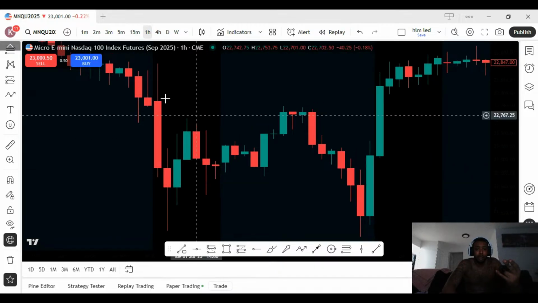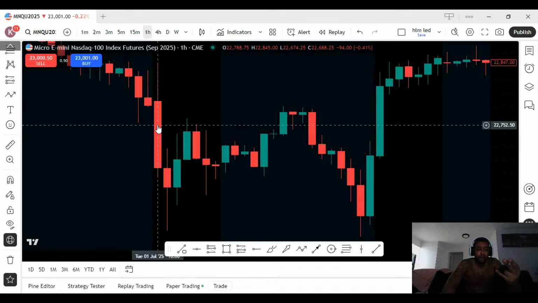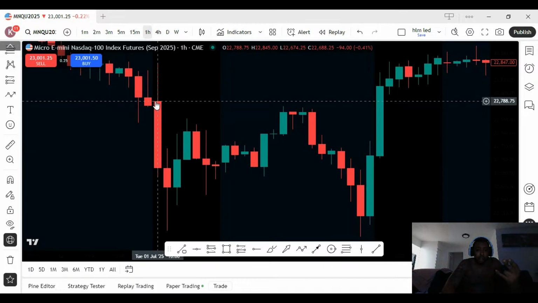All right. So look, let's start with this candle right here. This candlestick opened right here at 22,789.